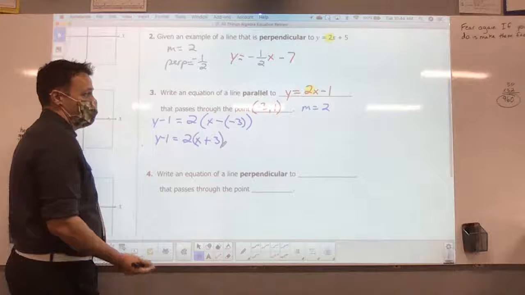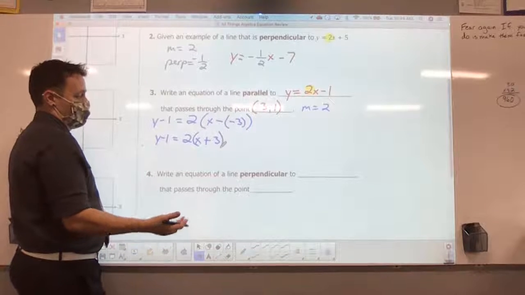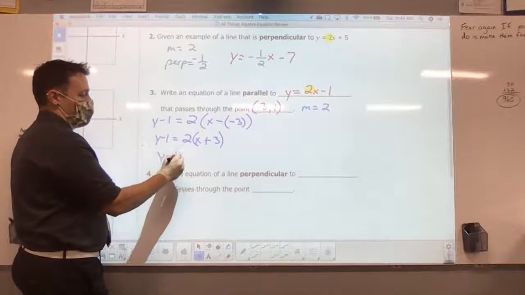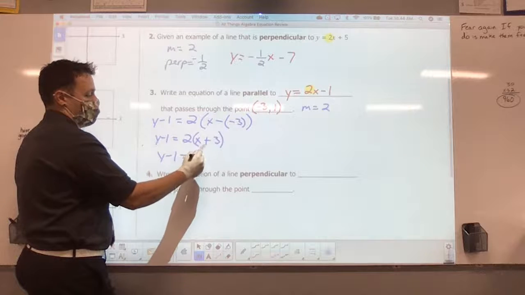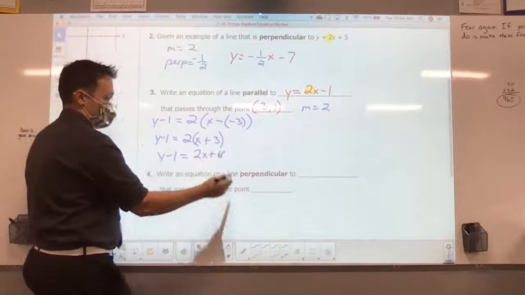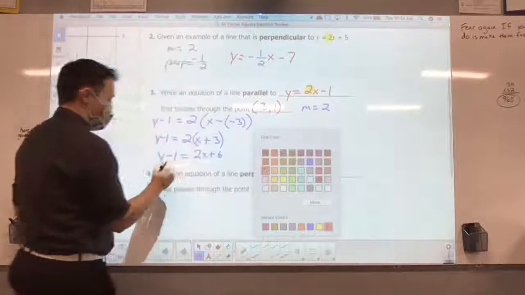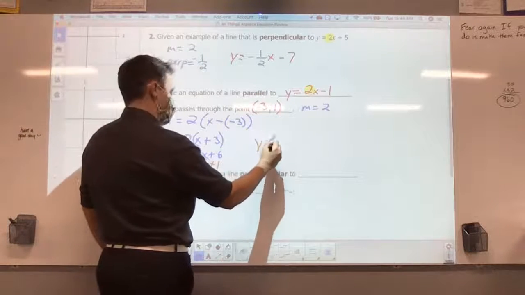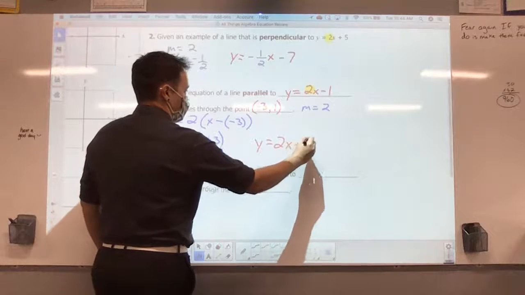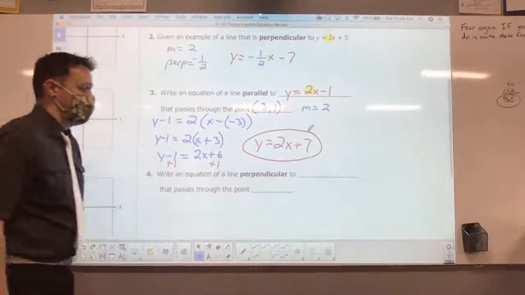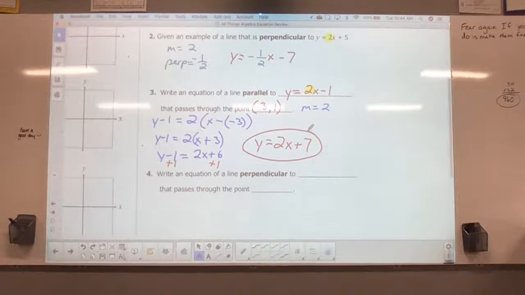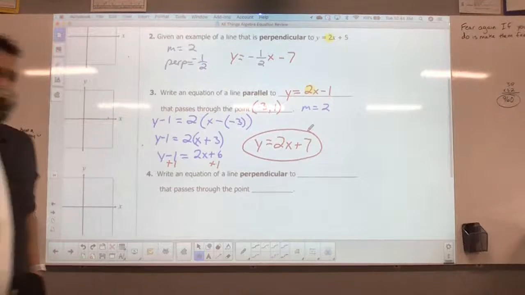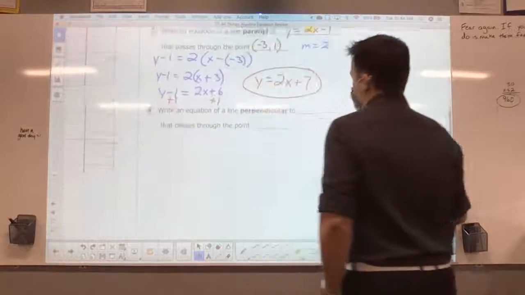Now you do the distribution. So this would be y minus 1 equals what? 2x plus 6. Add 1 to both sides, and you get y equals 2x plus 7. That's it. Same line, has the same slope, right? So you should know you're going along the same aspects of this.